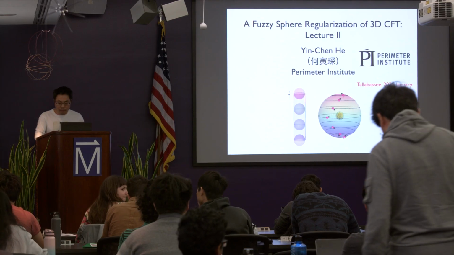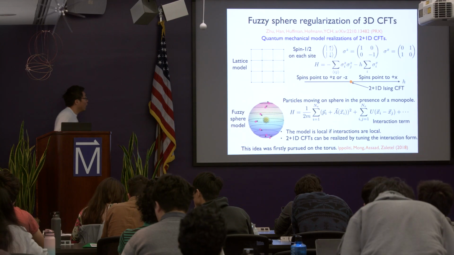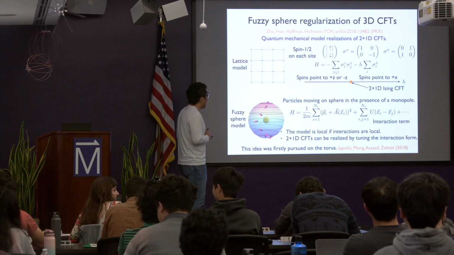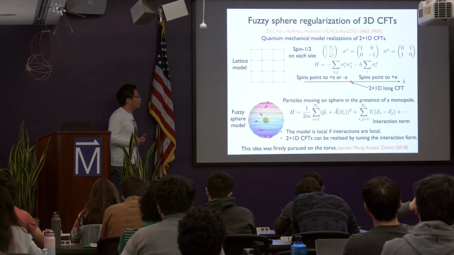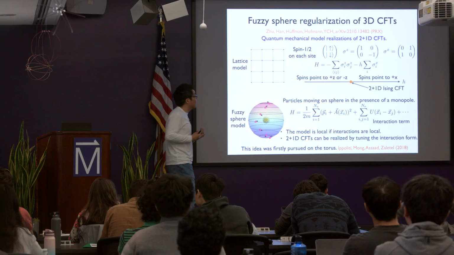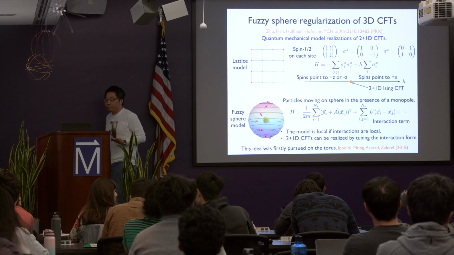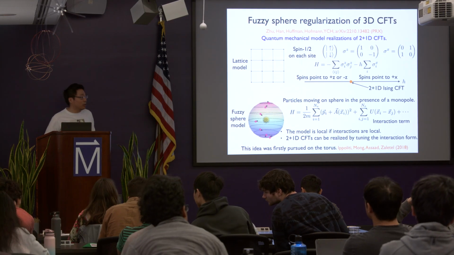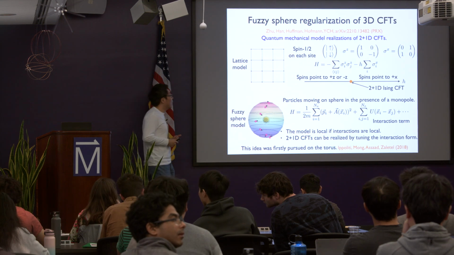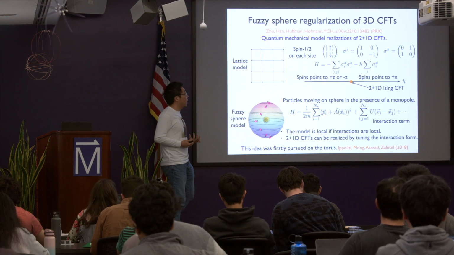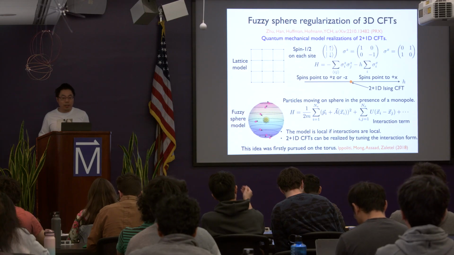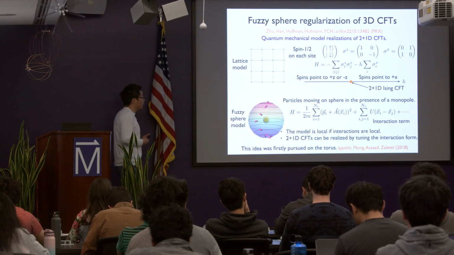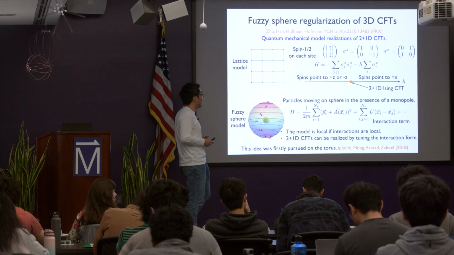And let me first recap what I talked about in the last lecture. The idea of this fuzzy sphere regularization is nothing mysterious. It's very similar to what people were doing in the past, where you consider some quantum mechanical model realizations of phase transitions that could realize, for example, 2+1D CFTs.